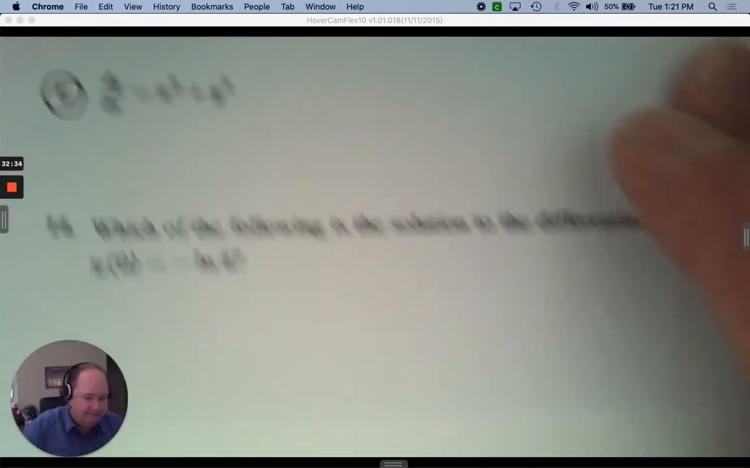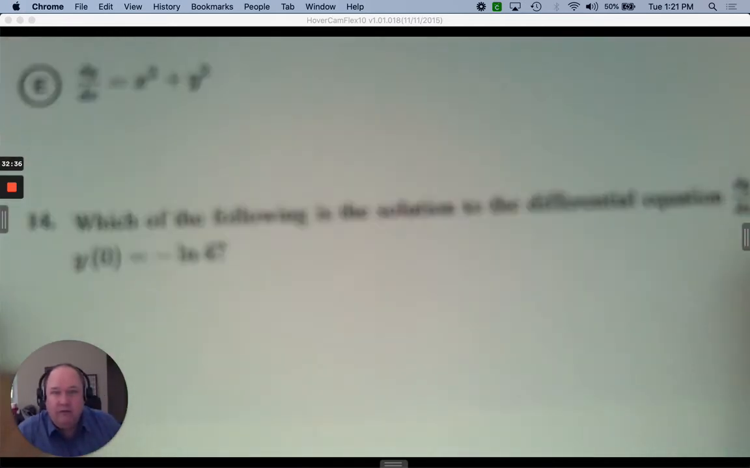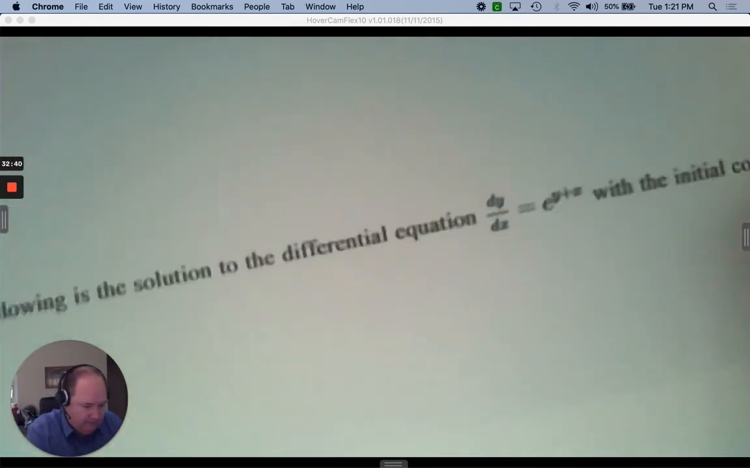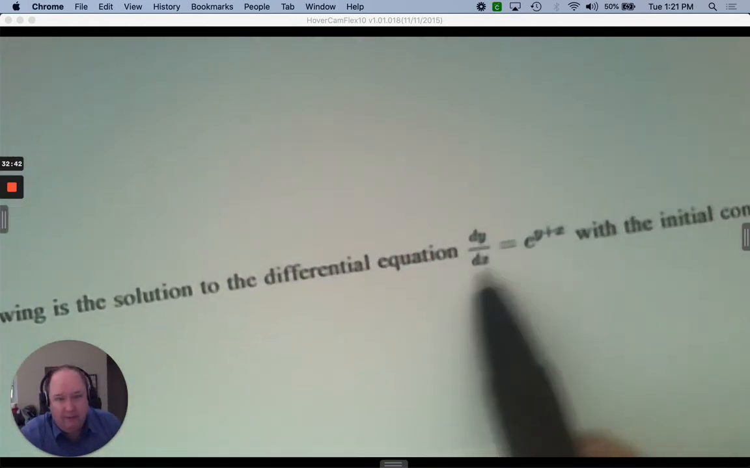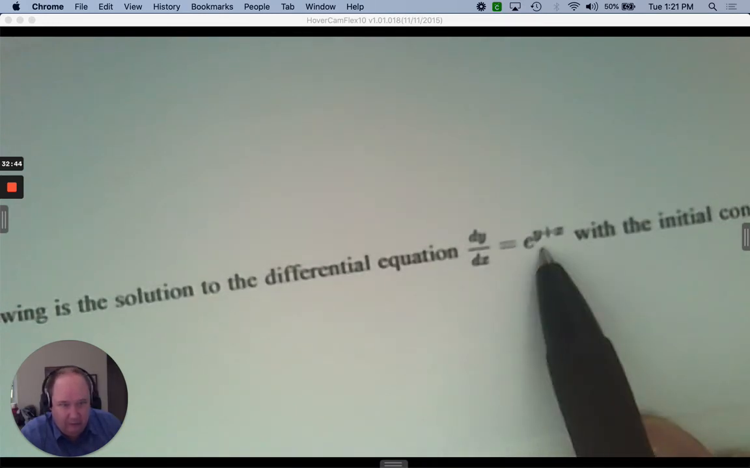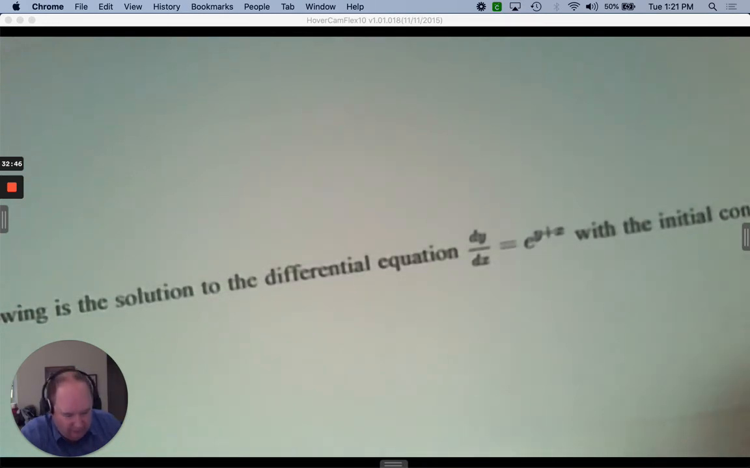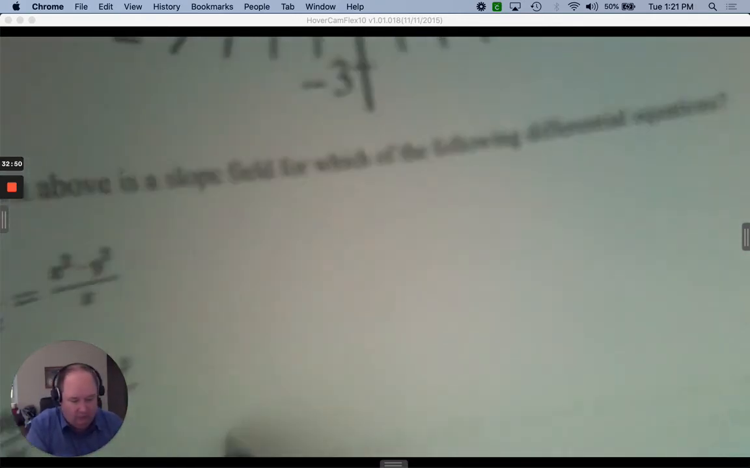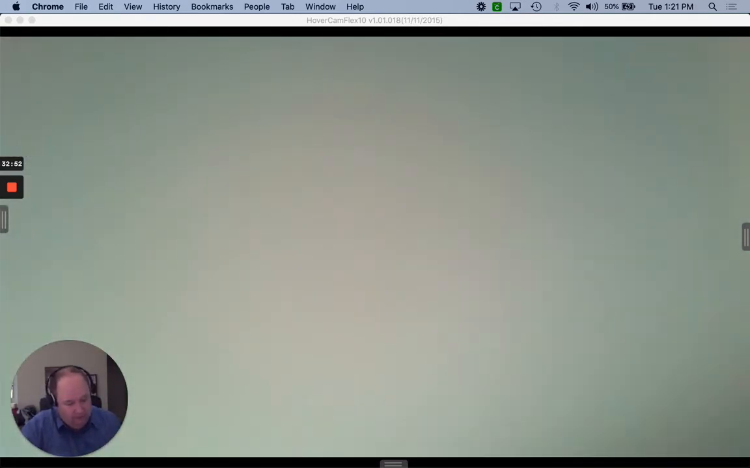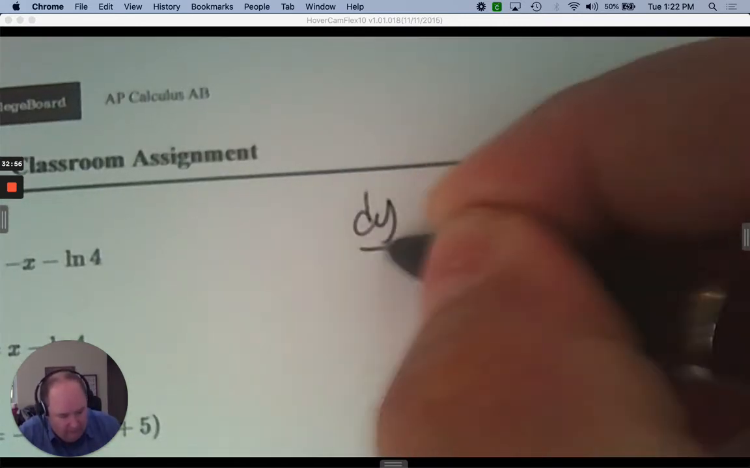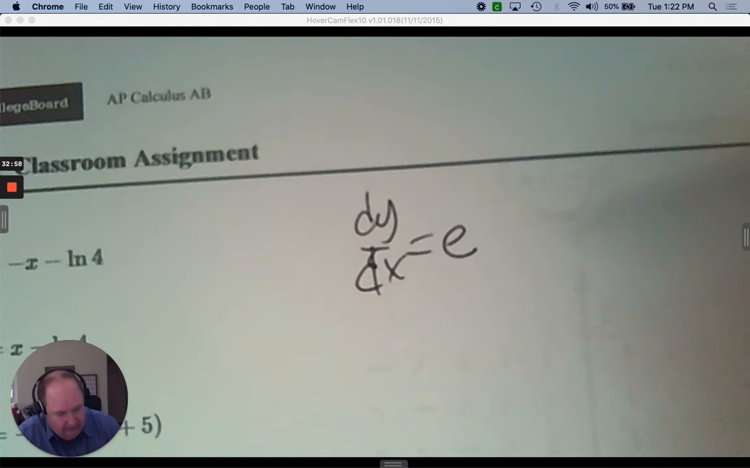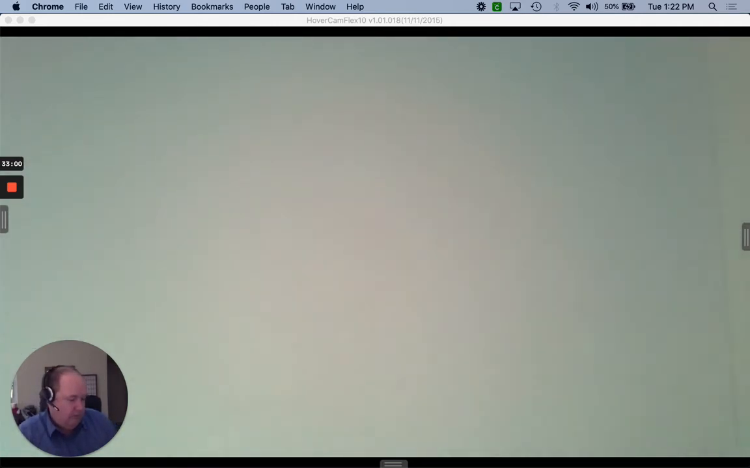Number 14. Which of the following is the solution for this diffy-q? And it's dy by dx equals e to the y plus x, with the initial condition y at 0 is negative ln 4. So I'm going to show that over here on this side. So it's dy by dx equals e to the y plus x.